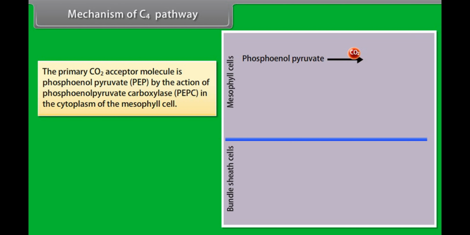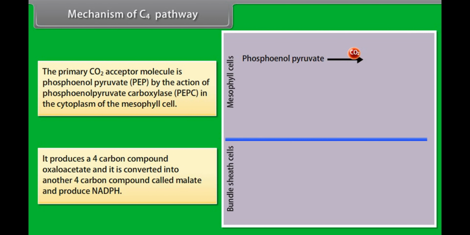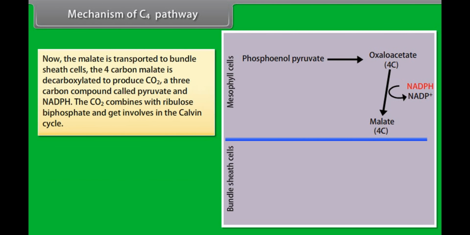Mechanism of the C4 pathway. The primary carbon dioxide acceptor molecule is phosphoenol pyruvate, by the action of phosphoenol pyruvate carboxylase in the cytoplasm of the mesophyll cell. It produces a 4-carbon compound, oxaloacetate, and it is converted into another 4-carbon compound called malate and produces NADPH. Now, the malate is transported to bundle sheath cells. The 4-carbon malate is decarboxylated to produce carbon dioxide, a 3-carbon compound called pyruvate, and NADPH.